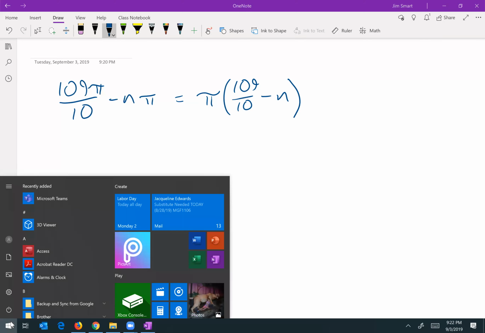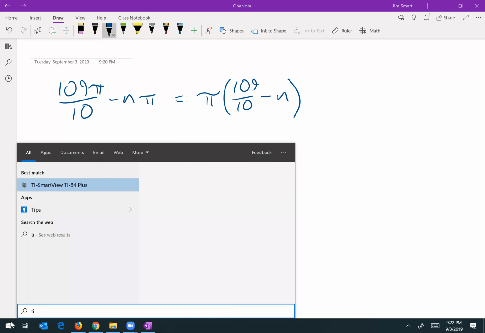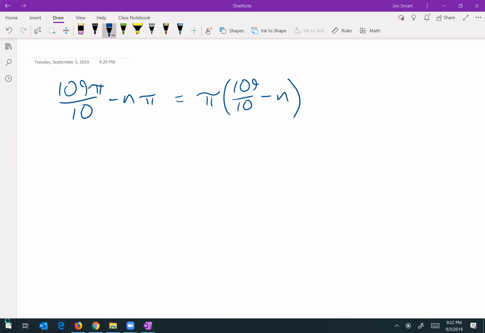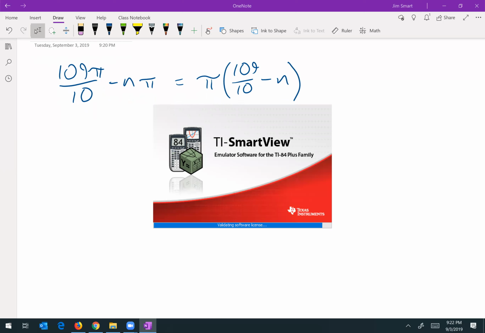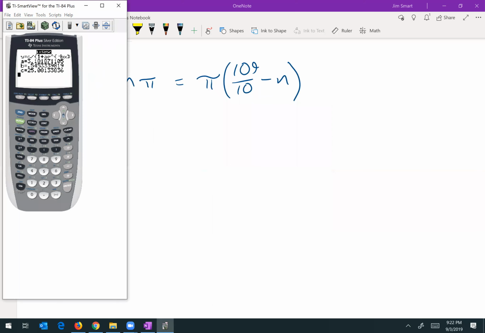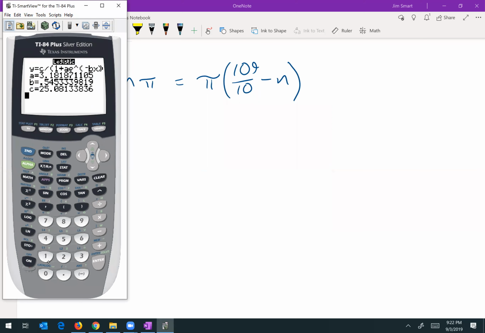Okay? So I'm going to take out my calculator here. I've said that it's not required to have the TI, but the TI is pretty nice for this one. I could do it with the Desmos calculator as well. It takes a second for the calculator to come up. But basically, the first thing I do is change that 109 over 10 into a decimal number. So I'm going to do 109 divided by 10.